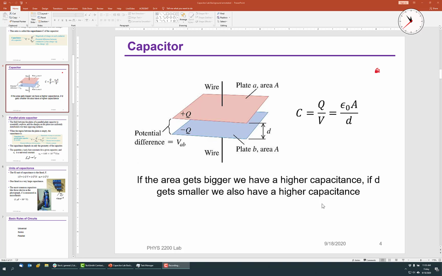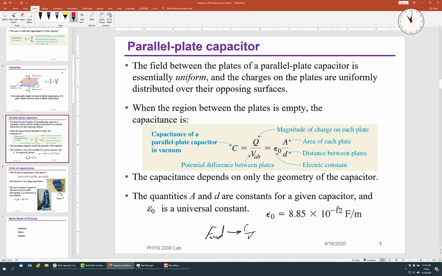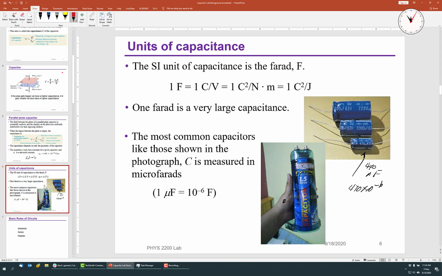And you can imagine there's an electric field in here from other discussions we've had. And a capacitor stores its energy in electric field. And now we need to make the units match, coulombs per volt. So we need this fudge factor called the permittivity of free space. And then the units are farads.